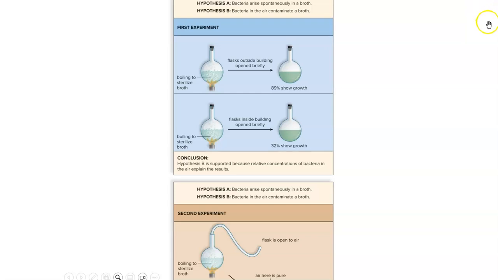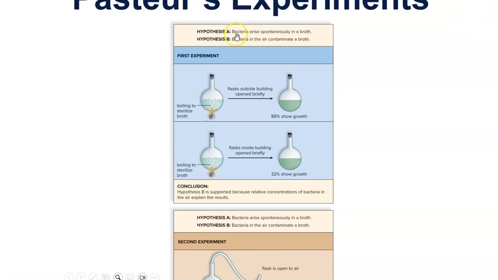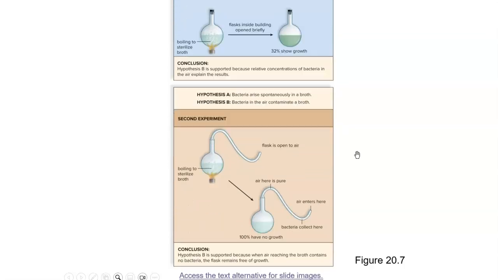So let's look back at the hypotheses that Louis Pasteur had. He developed this hypothesis that bacteria arise spontaneously in a broth. That was hypothesis A. Hypothesis B, which is the one I believe that he was going with, he believed that hypothesis B was going to be supported. Hypothesis B says bacteria in the air contaminate a broth. So our conclusion after the first experiment is that hypothesis B is supported because he just briefly took the stopper off of both flasks outside and inside a building, and he got bacterial growth after that.